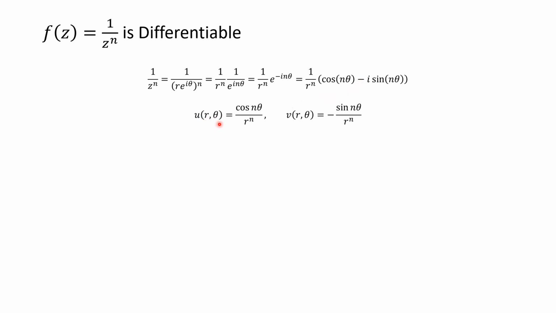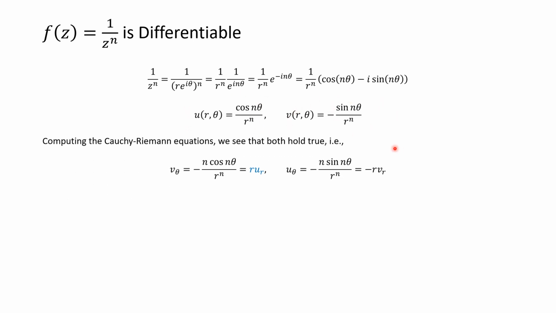So multiplying through by 1 over r to the n, we get u, the real part, and then the imaginary part. We take the partial derivatives. v with respect to theta is just n cosine n theta over r to the n, and we have the minus sign. Get that here. Then taking the partial derivative of u with respect to r, and then multiplying by r, it's what you have here.